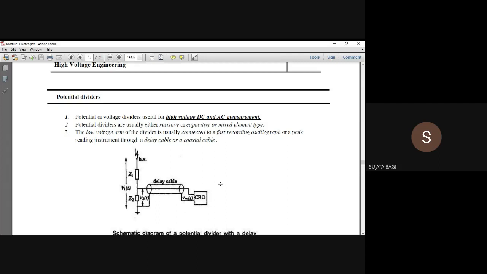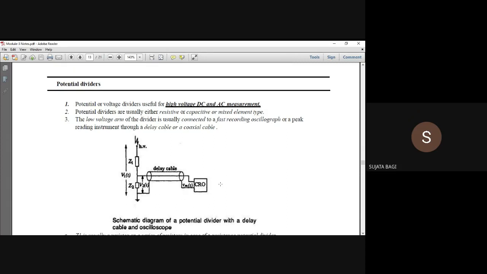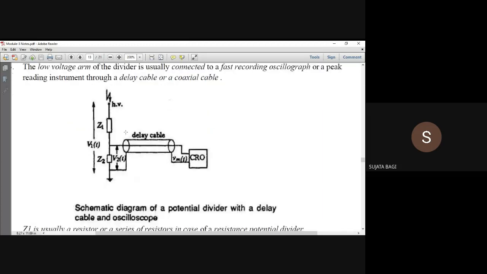In that we have potential divider arrangements. These are the different combinations, and this is the basic circuit. Here the impedances we are taking are Z1 and Z2. Z1 is connected to the high voltage side, and Z2 is the low voltage side. The total voltage will be V1, and this is V2. Z2 is connected to a delay cable, and that is connected to the CRO, the cathode ray oscilloscope. How exactly this setup works, I will explain in the last topic.